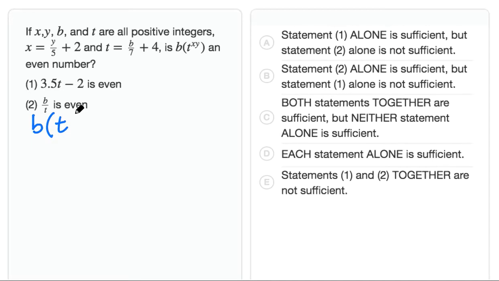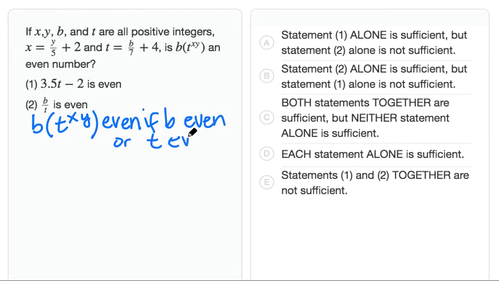B times t to the xy power is going to be even if either b is even or t is even. So if we can conclude that either b is even or t is even, that's going to be enough to answer the question, and we'll have sufficient information. So now let's look at the statements.